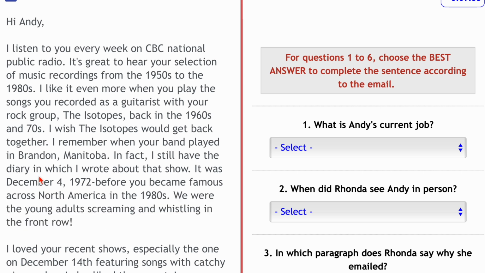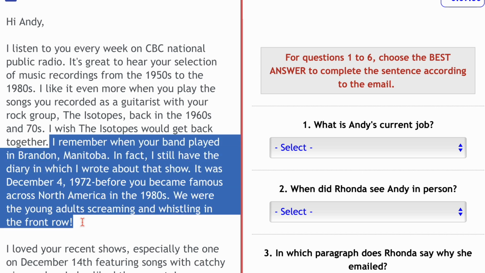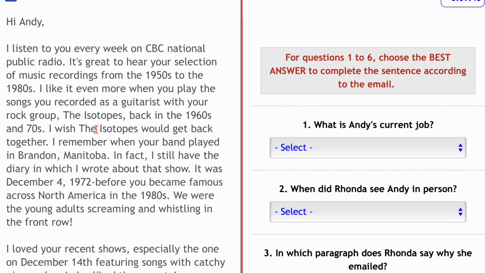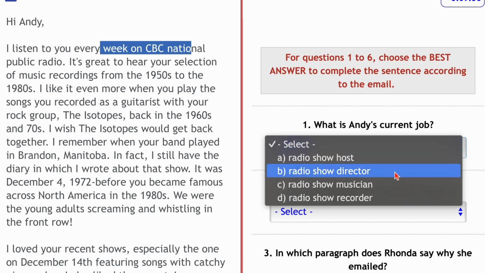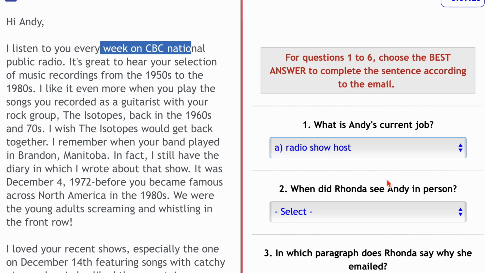Okay, so looks like Andy had a band before. It was called the Isotopes, and Rhonda was a big fan. Interesting. Let's look at the questions. What is Andy's current job? Well, I think he's a radio host, right? Radio show host. Now, not the director, because the director is the one that plans the show, not a musician anymore, and doesn't record the show. He's the host. She listens to him.